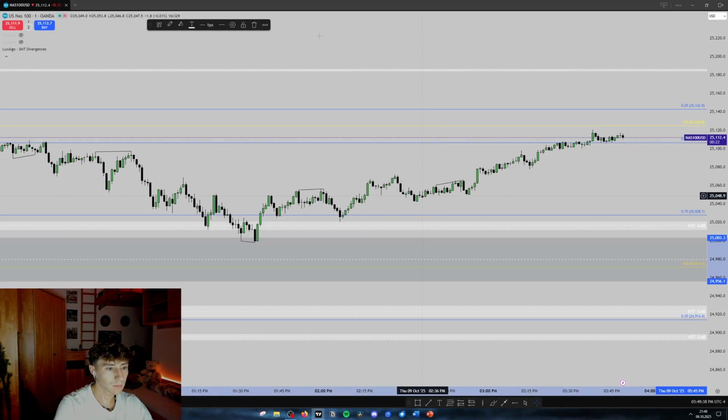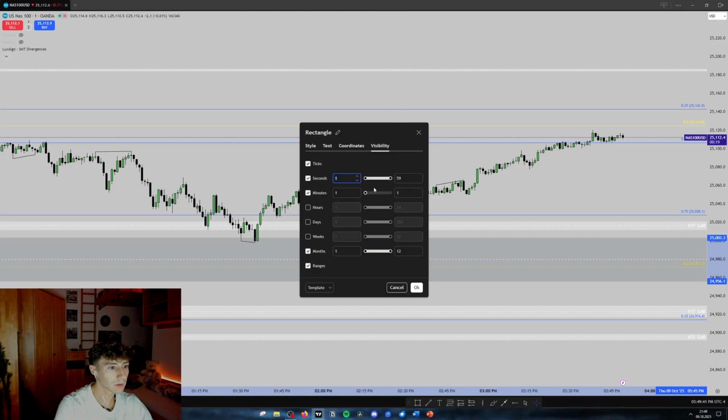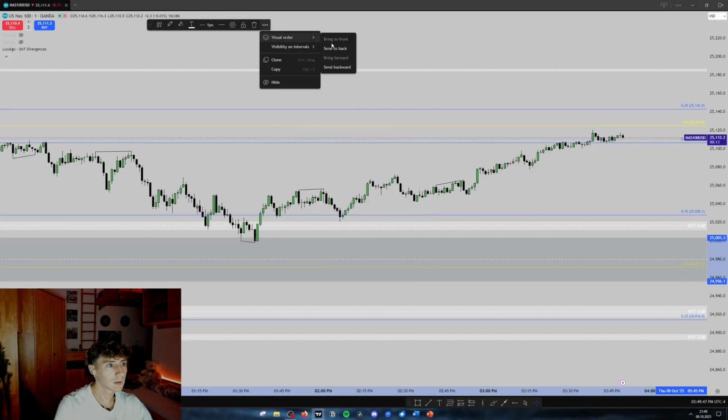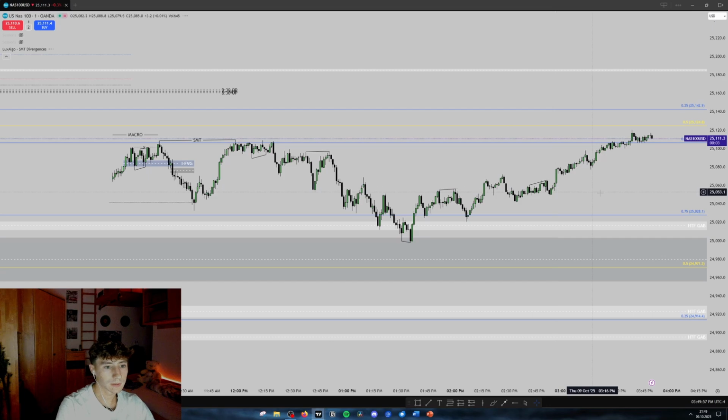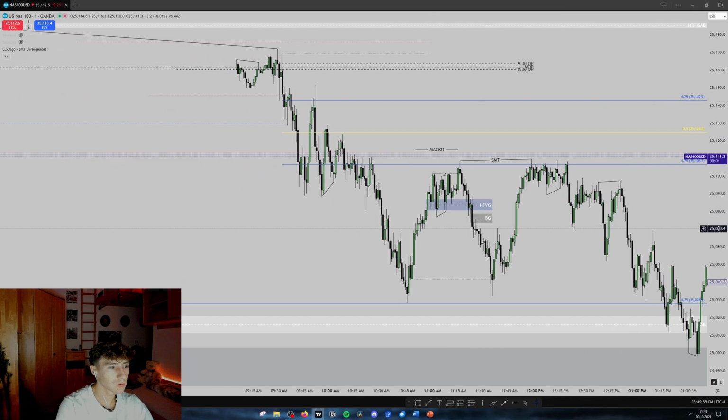But let me show you it on the 15-minute chart as well. So right here, put it to the back. So that's definitely a balanced price range, and as you can see right here, we traded into it and then traded higher. So now back to the 1 minute chart.